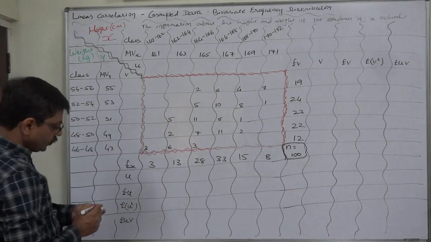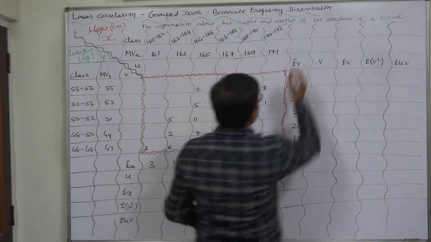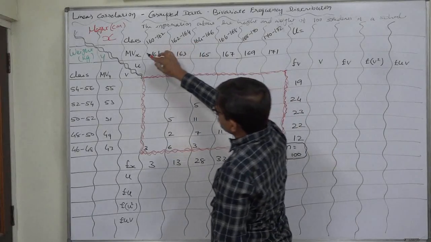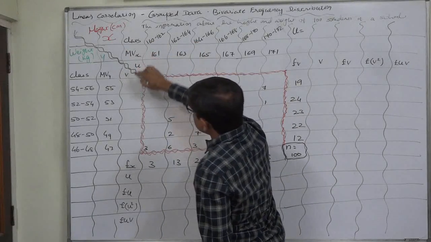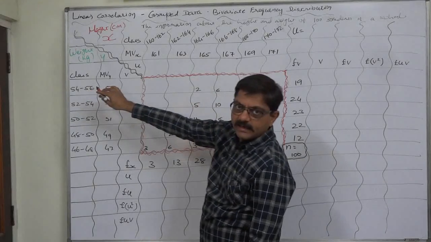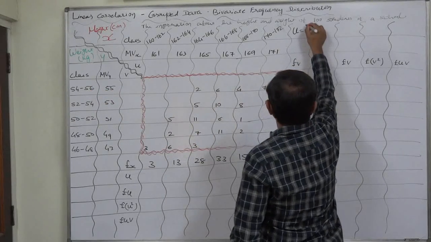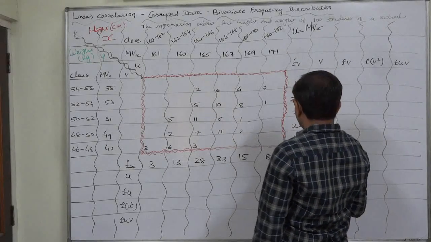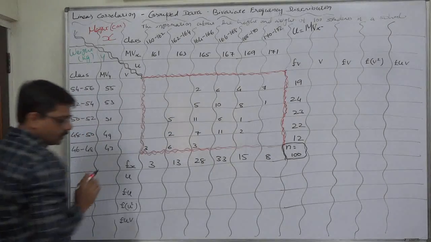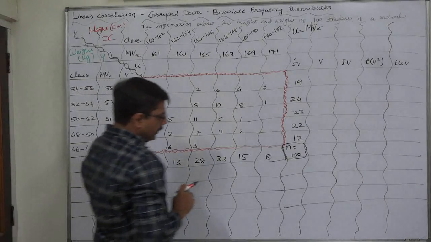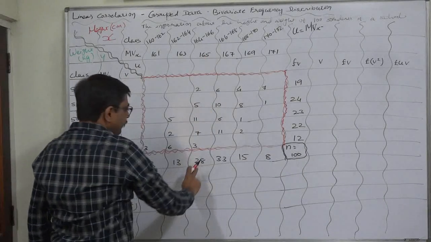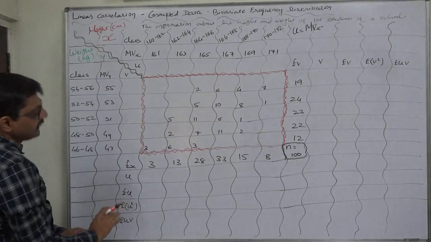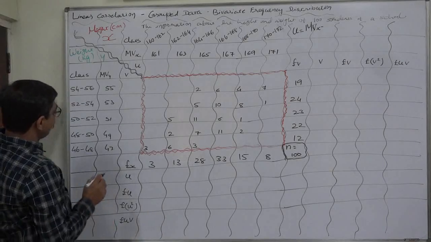Now u and v, what is u? u is the result of change of origin and scale in case of x, and v is the result of change of origin and scale in case of variable y. So mid value of x minus the selected one. What should be the selected one? Either you can take the mid value against the highest frequency or randomly you can take any. This time we are going to take randomly.